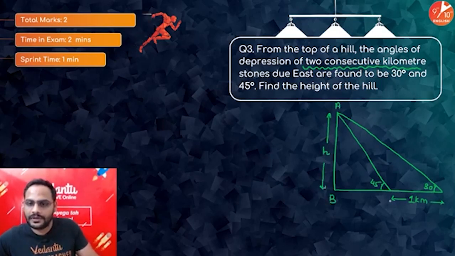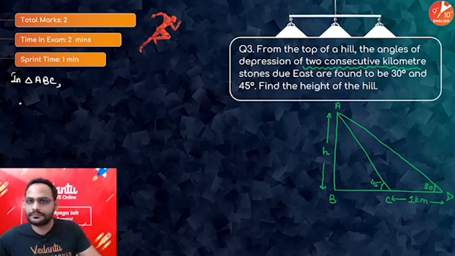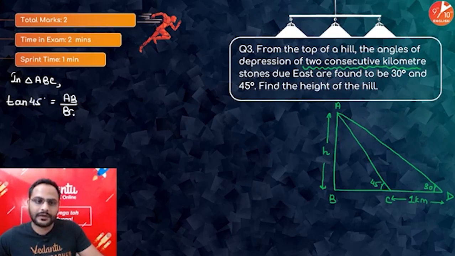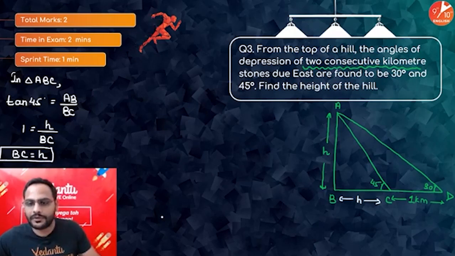A, B, C and D. Alright. So if I start with triangle ABC. So in triangle ABC, tan 45 will be equal to AB upon BC. Tan 45 is 1, AB is small h, BC we don't know. From here you got BC is also equal to h only. Alright, so BC is also equal to h.